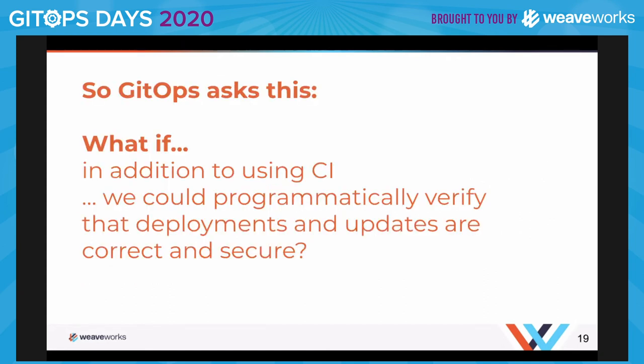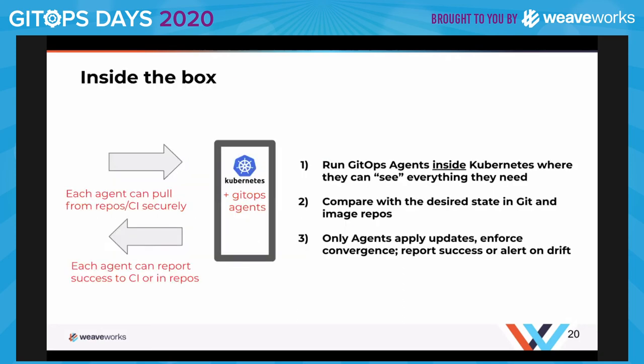Thank you. So GitOps says, what if we could take our existing CI, but add to it a way to programmatically do deployments and verify as we're doing them that these updates are correct and secure, and also potentially monitor the live state and fix it if it goes wrong. Let's go forward. Next slide.